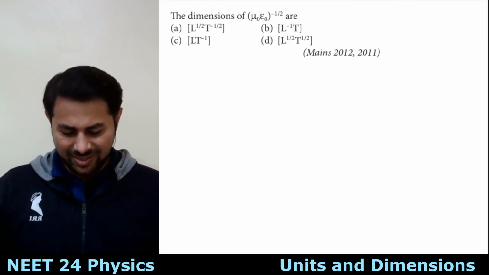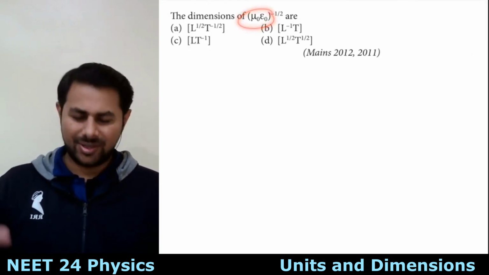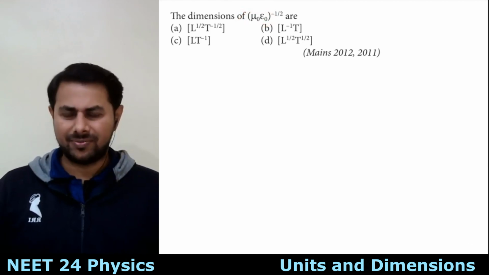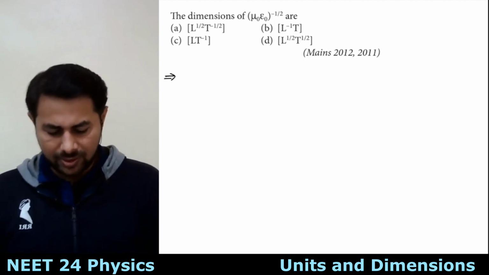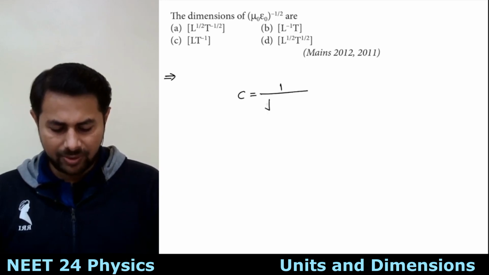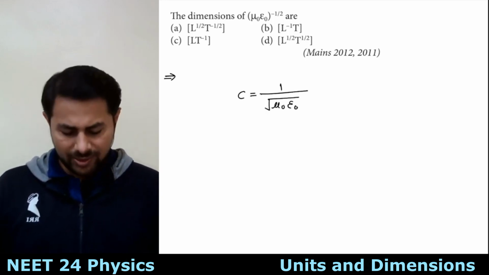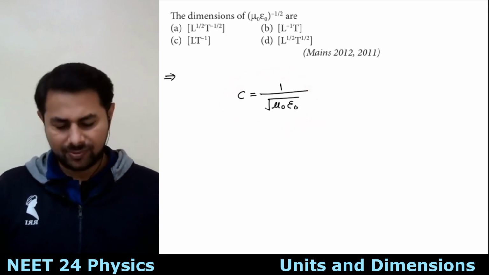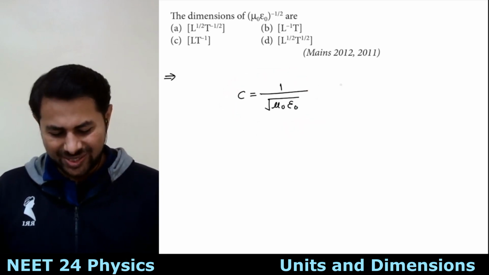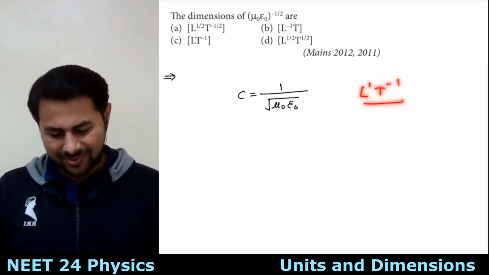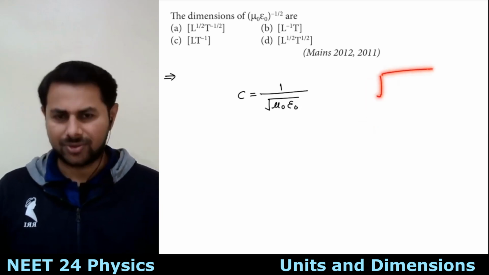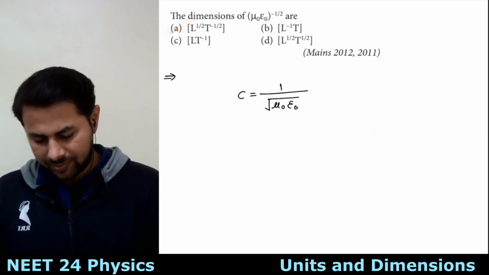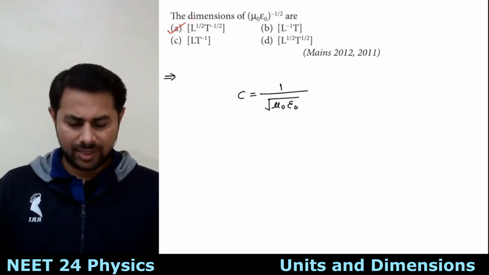All right, let's see next one. The dimensions of mu naught epsilon naught to the power minus half are. Okay, maybe you don't know the formula for this. The speed of light is given by 1 by square root of mu naught epsilon naught, but the problem is it will come in electromagnetic waves. Yeah, so it is L1 t raised to minus 1 and raised to half also. So that is option A only, right? This is clear.